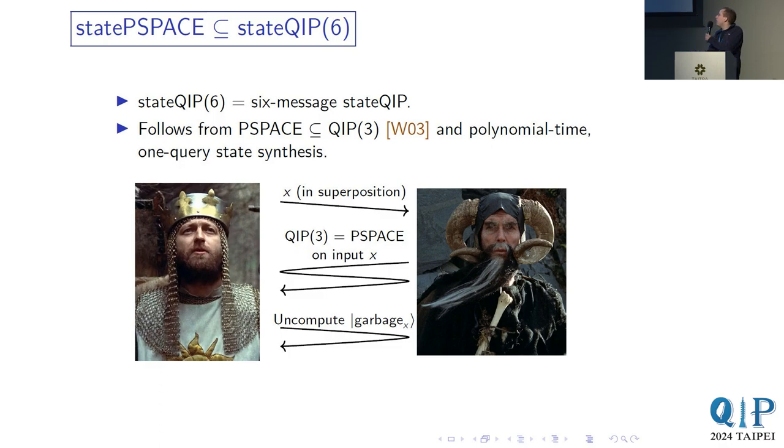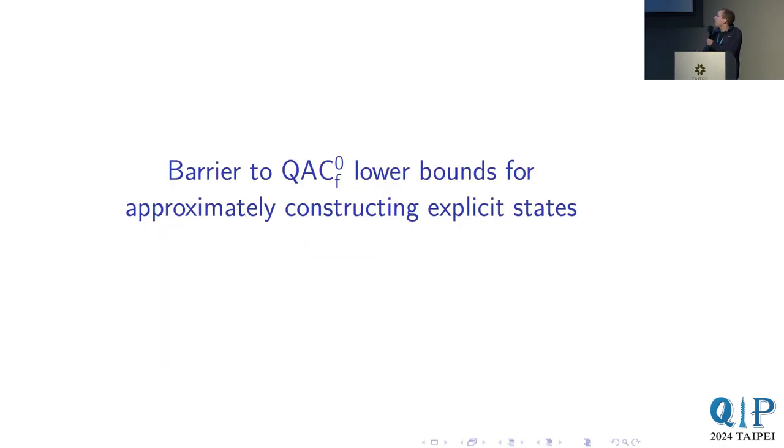Okay, now moving on to another application of the main theorem. This is going to be a barrier to circuit lower bounds for QACF0, a quantum circuit class that I'll define in a couple slides, essentially these circuit lower bounds for approximately constructing explicit quantum states.